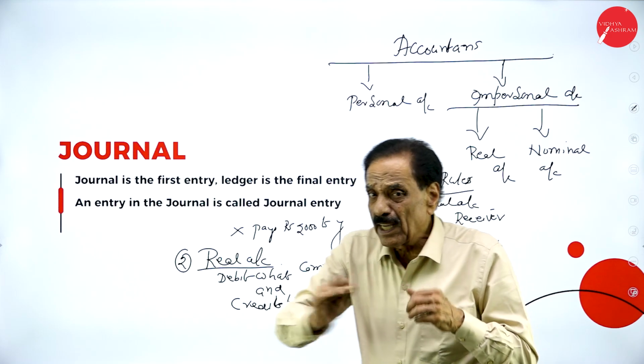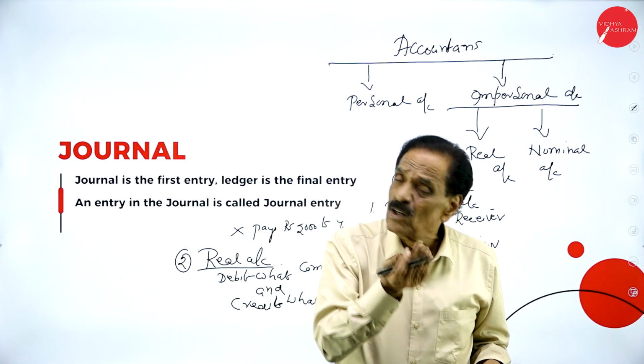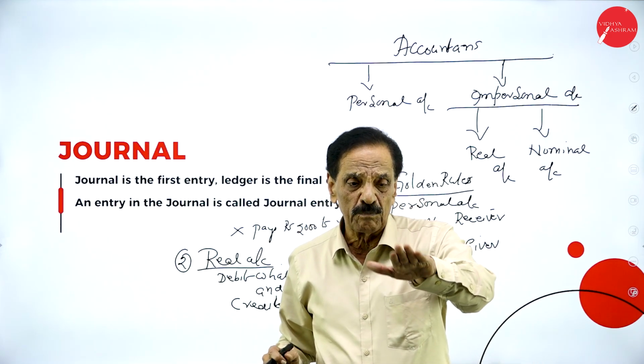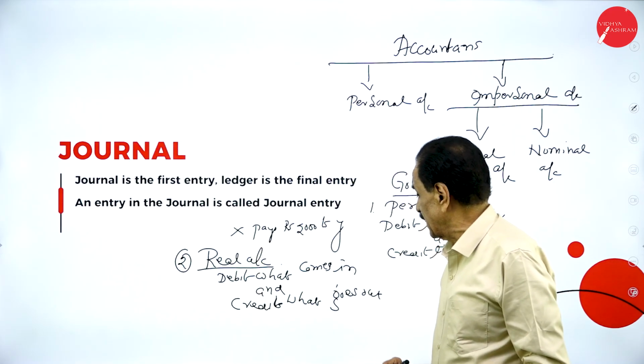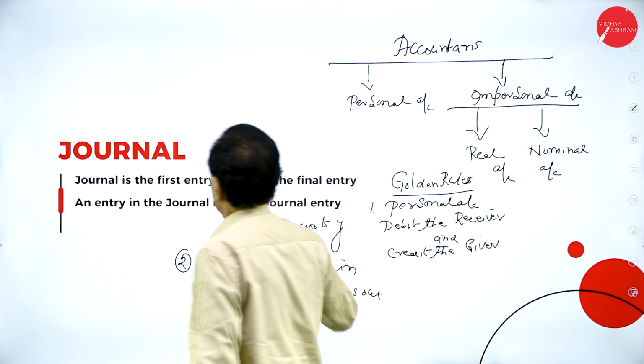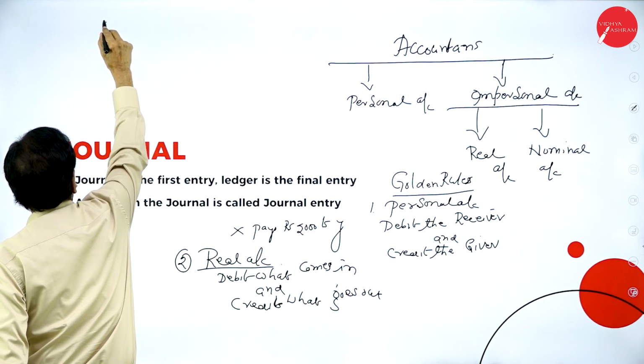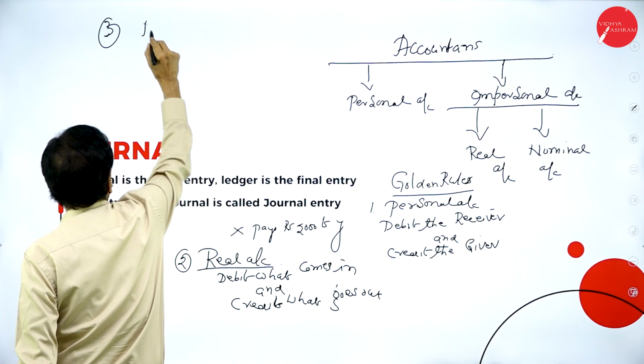So if the building is sold, what is coming in? Cash. What is going out? Building. Cash should be debited, building should be credited. So debit what comes in, credit what goes out. Number 3, nominal account.